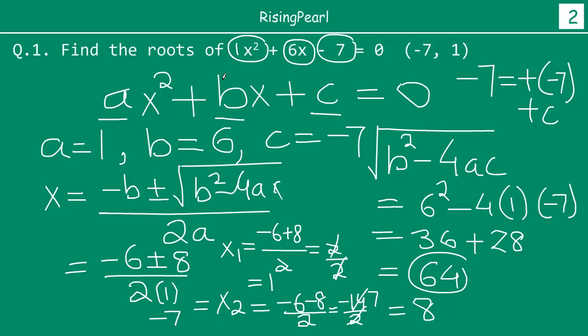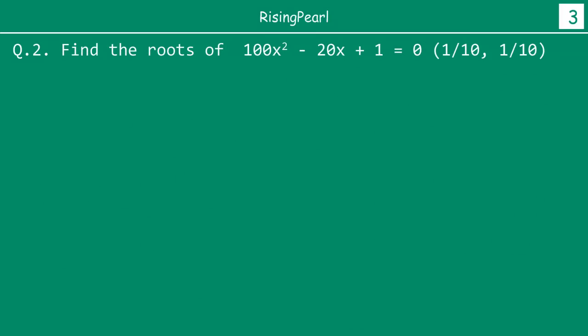So we see that applying the quadratic formula, one of the roots is 1 and the other root is minus 7. Now let's check, is this what we have seen earlier? Minus 7 and 1. So absolutely, just by applying the quadratic formula, we are getting the same roots. Let's take one more question.